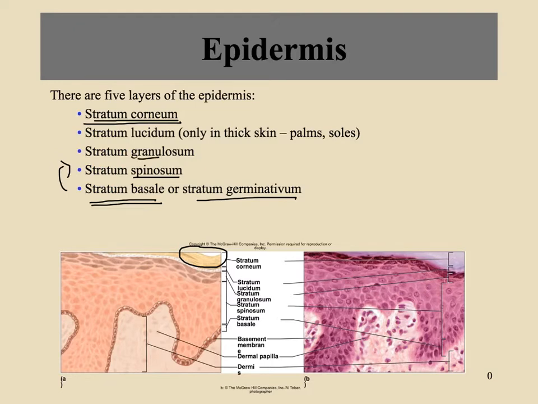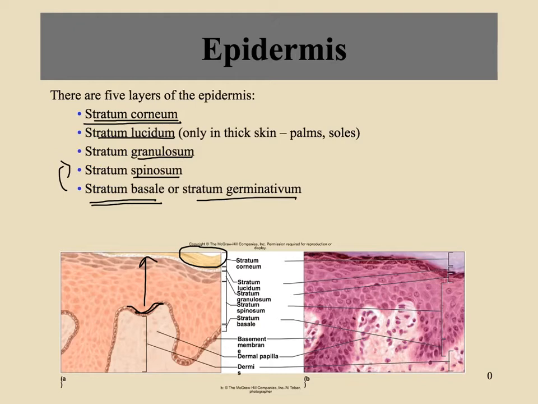The stratum granulosum, we're moving up then from the stratum basale down here in the bottom. We're moving up through the skin layers. In the granulosum layer, the keratin is beginning to be laid down in the skin. The stratum lucidum is found only in the thick skin on the palms of your hands and the soles of your feet.